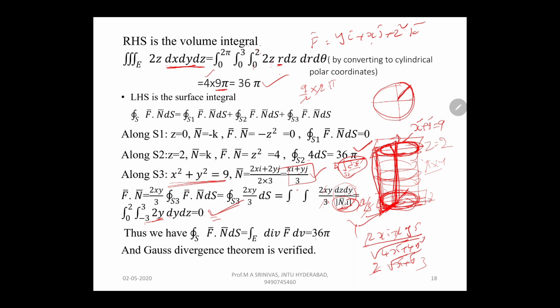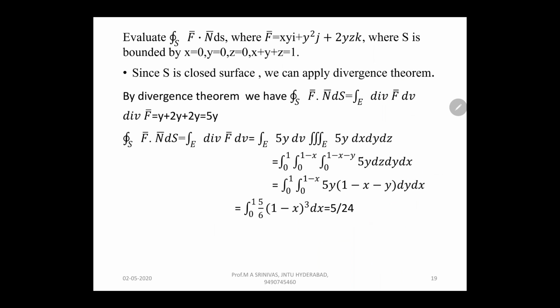If I add all the three, the integral over S of F bar dot n bar dS is 0 plus 36 pi plus 0. Ultimately, it is 36 pi. Here also I got 36 pi, here also I got 36 pi. Therefore, the Gauss divergence theorem is verified here also.